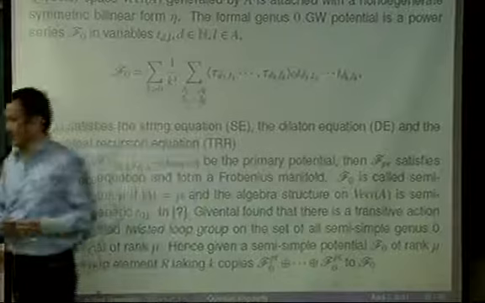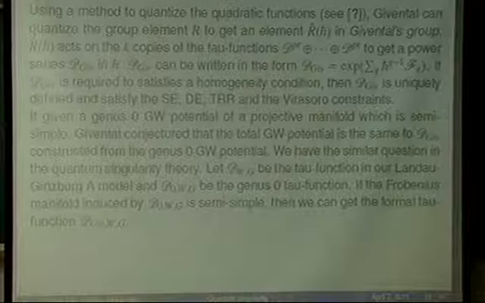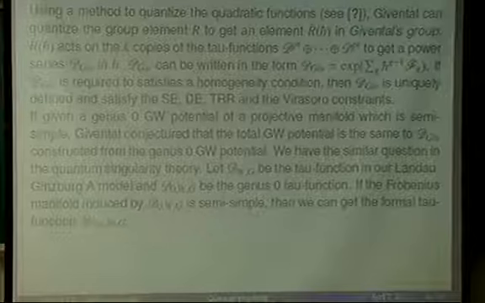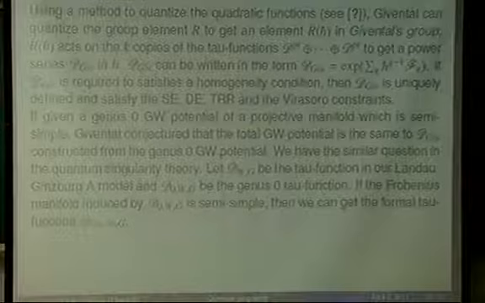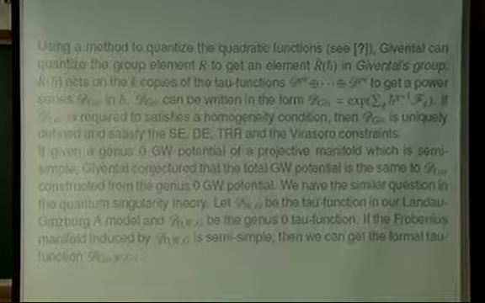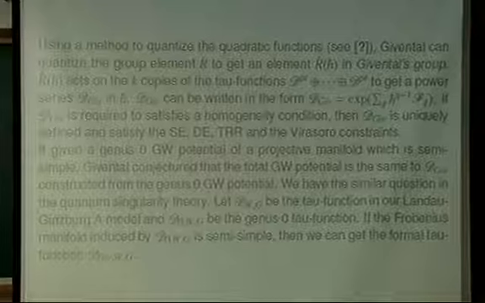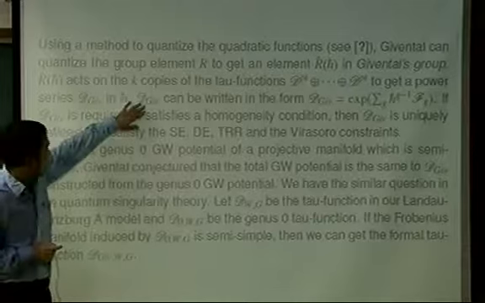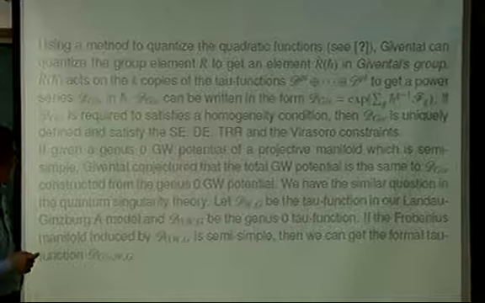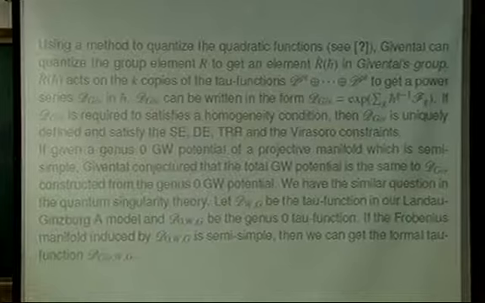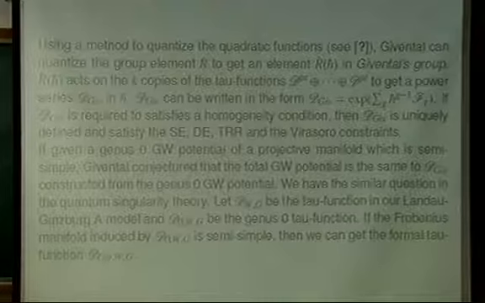Using a method to quantize quadratic functions, Givental can quantize the group element R to get an element R hat h bar in Givental's group. R hat h bar acts on the mu copies of the tau functions. After acting, we get a power series called the Givental total potential. This power series can be written in this form. If it is required to satisfy the homogeneity condition, then this potential is uniquely defined and satisfies the string equation, dilaton equation, topological recursion relation, and the Virasoro constraints.